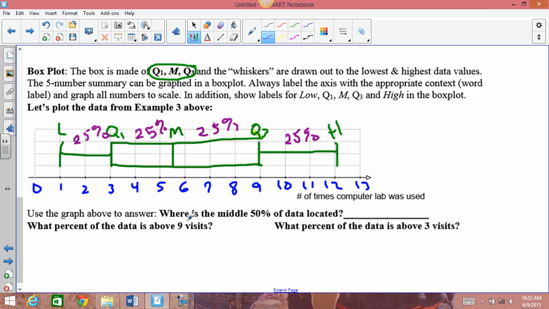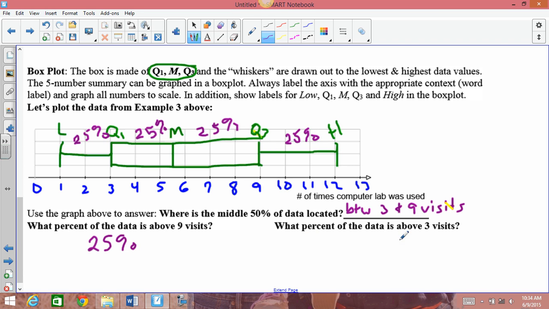So for example here, where's the middle 50% of your data located? Okay, so remember the middle is right here at your median, 50%, so I'm going to go 25% below and 25% above. That's going to be somewhere then between 3 and 9 visits. So that's how I would word that, between 3 and 9 visits to the computer lab. Then it asks me the question, okay, what percent of the data is above 9 visits? So here's your 9. Above that, 25%. Essentially, it's all about knowing what the definitions of these quartiles mean, and that a quartile is always dividing you up into 25% increments.